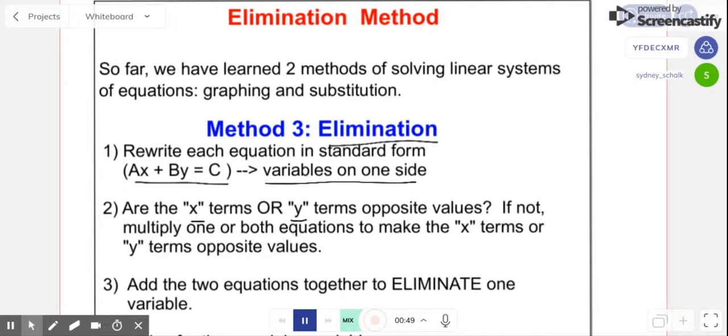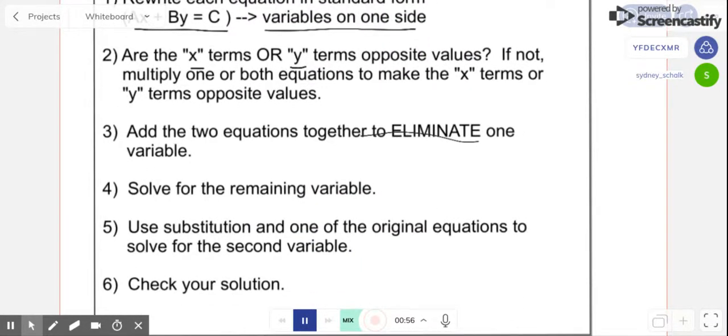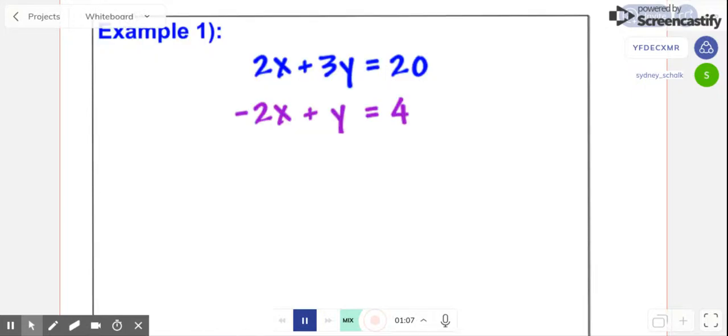Finally, we'll add the two equations together to eliminate one variable. And then we'll solve for the remaining variable and use substitution, like we've already done, with one of the original equations to solve for the second variable. Finally, we can check our solution.